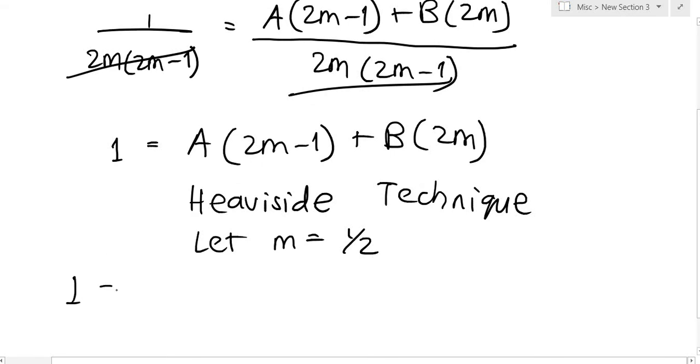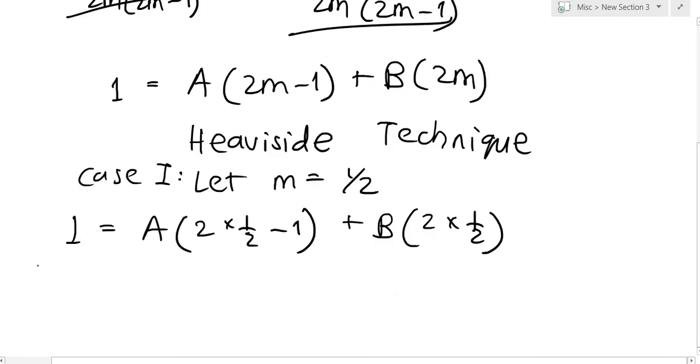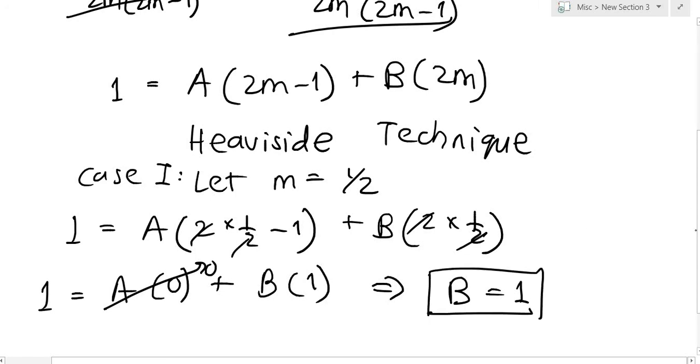So 1 just remains 1. This is case 1. And you have a times 2 into half minus 1 plus b times 2 into half. Well, 1 is equal to a times, you have a 1 here, and 1 minus 1 is 0, and 2 times half is 1, so b times 1. Well, a times 0 goes to 0, so this implies that b is equal to 1. Well, great, we found a value of b.